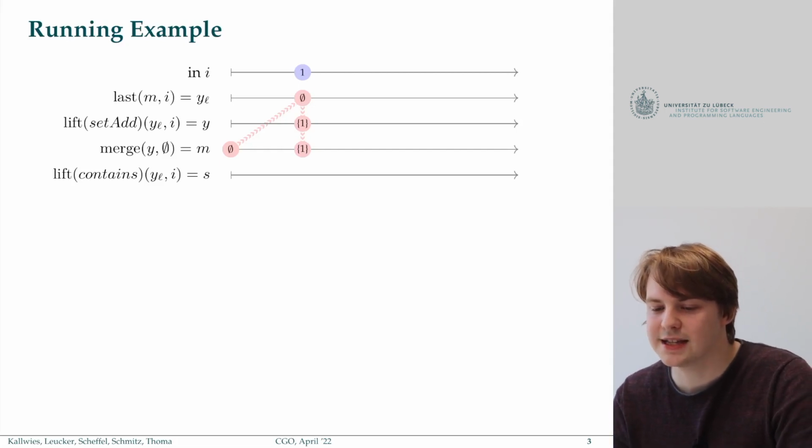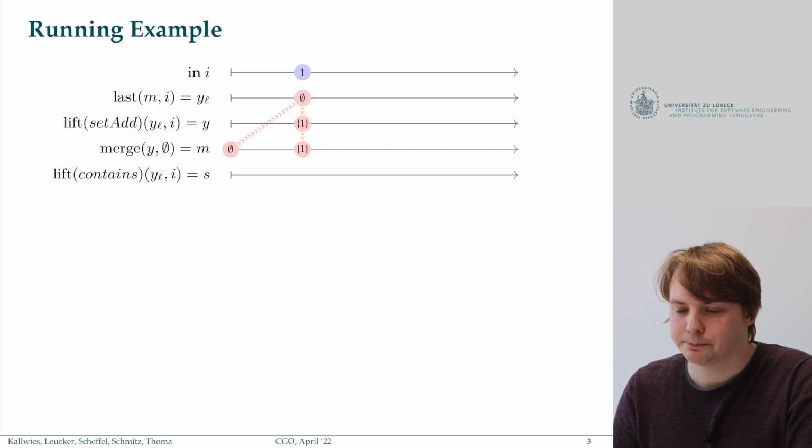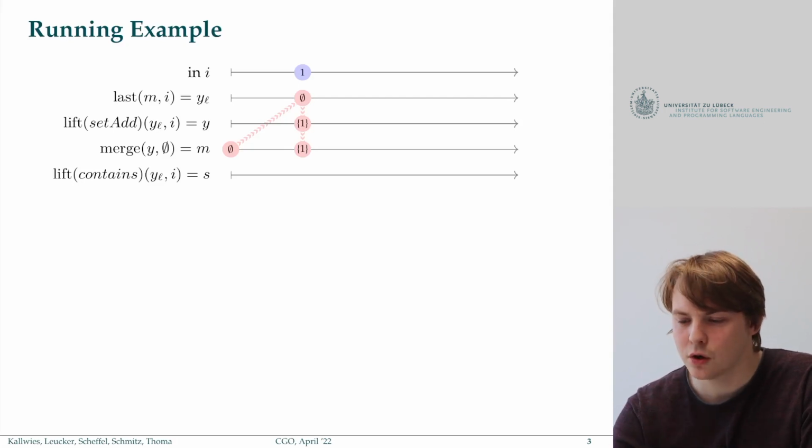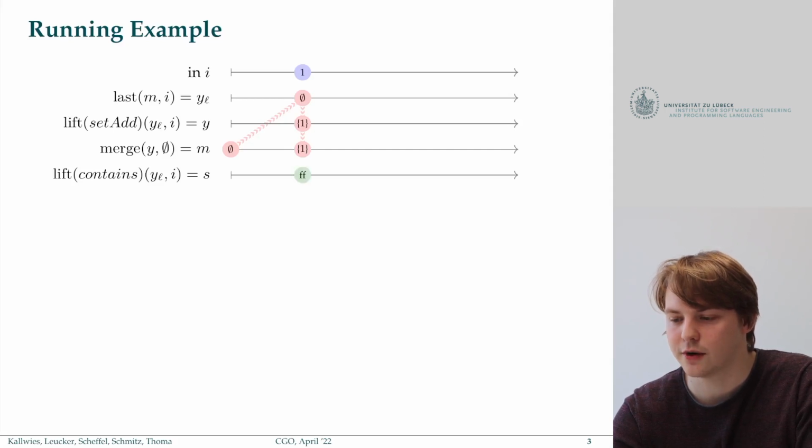Finally we have the stream S. It's a lift stream again. It lifts the function contains to the streams YL and I. So we check if the current event on stream I, the 1, is contained in the current set from stream YL, which is the empty set. So it's not contained. We generate an event with the value false.